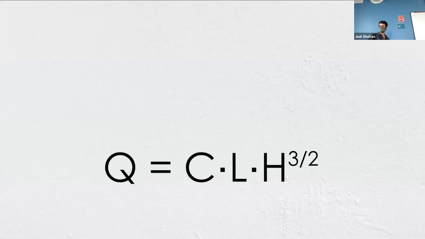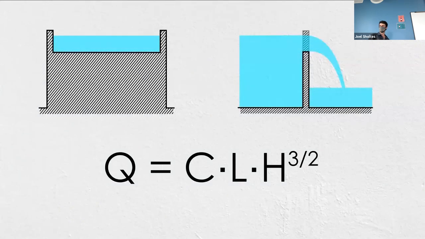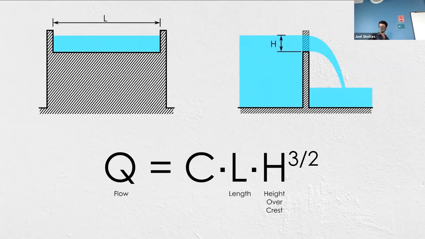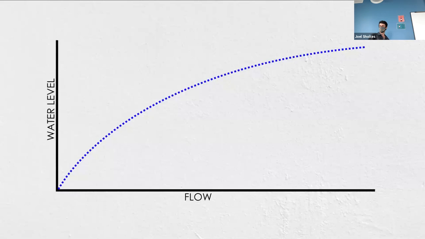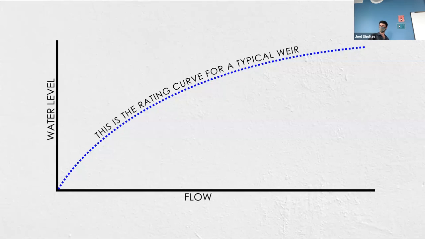We're not going to do any calculations here, but it's important to know the factors that govern the performance of our hydraulic structure. This equation says that the amount of flow that passes over a weir depends on three factors: the length of the weir, the height of the water level above the crest of the weir, and this coefficient, which changes depending on the geometry. The graph of a hydraulic structure's flow versus water level is called its rating curve, and this is the rating curve for a typical weir.